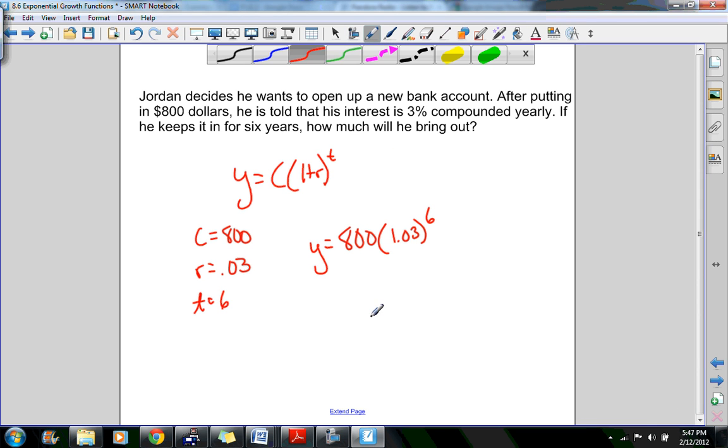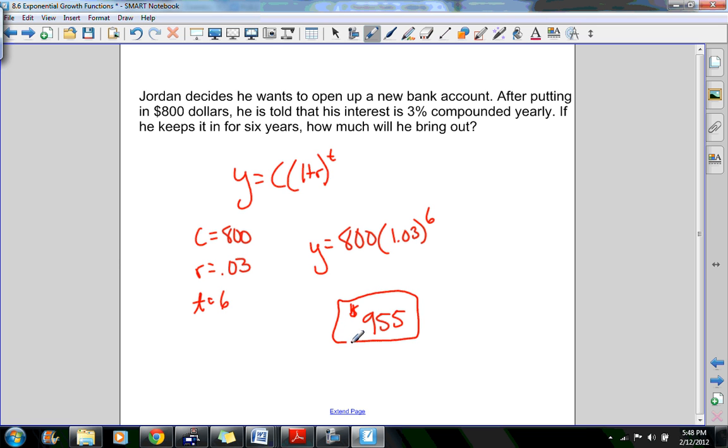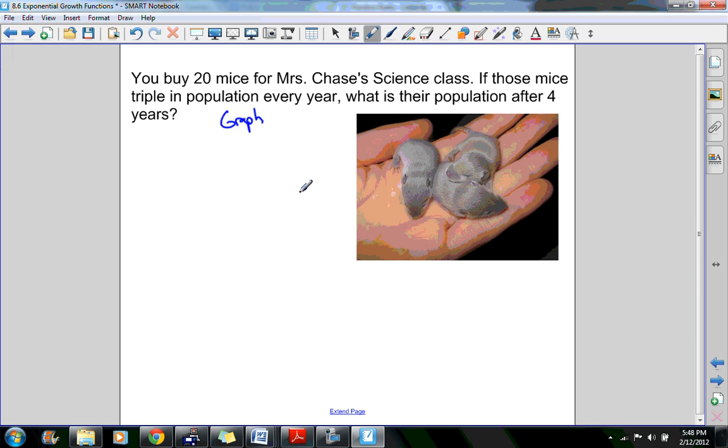So Jordan left his money in for 6 years and got $155 out of it. Doesn't seem like it was worth it, but what do you do? Okay, so now we're going to be working with some baby mice. You buy 20 mice for Mrs. Chase's science class. If those mice triple in population every year, what is their population after 4 years?